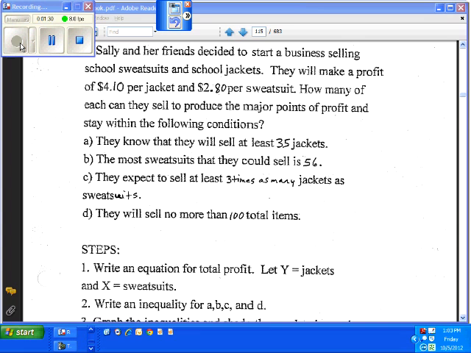So jackets, it called Y. Is that correct? Jackets, Y. So everywhere there's jackets, I'm going to put a Y. And sweatsuits, S, just so I don't make any mistakes. Sweatsuits, S. Jackets, Y. Now, somebody give me a profit equation. They make $4.10 per jacket, Y, $2.80 per sweatsuit, S. That's the profit. So what's my profit going to be?